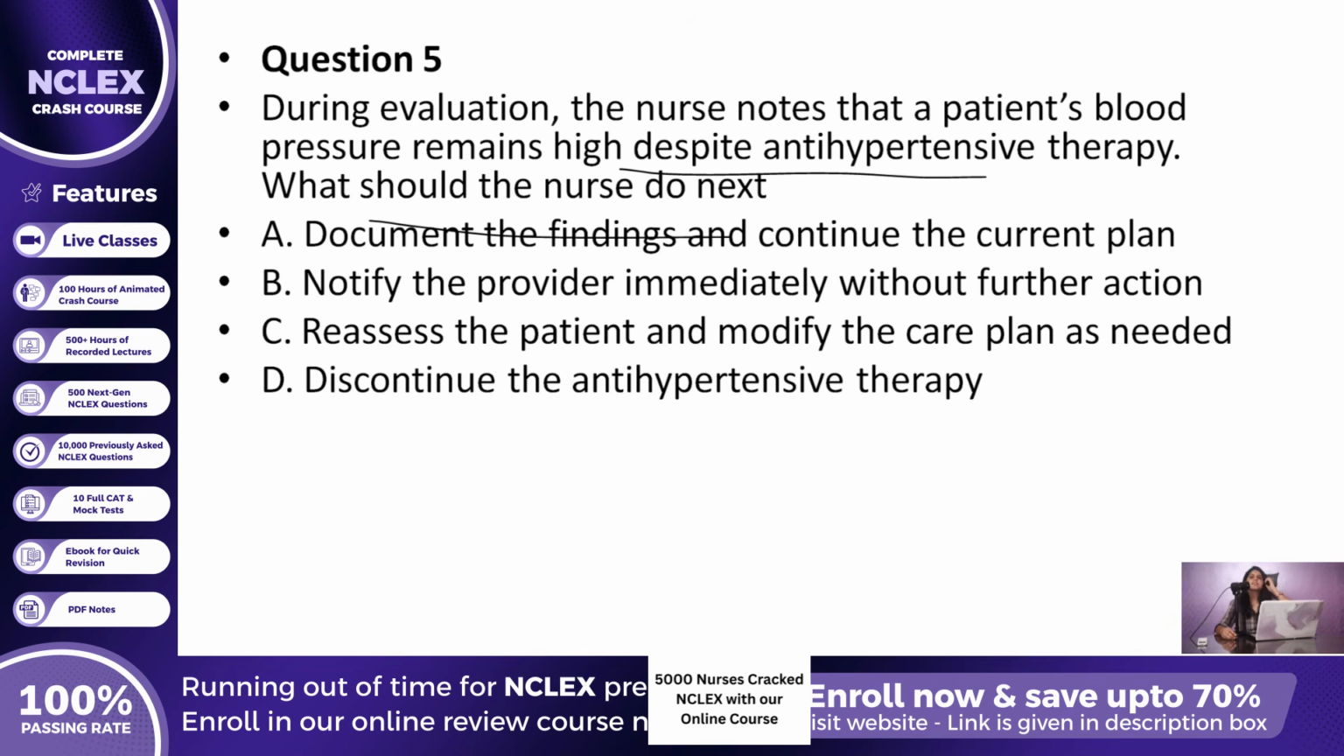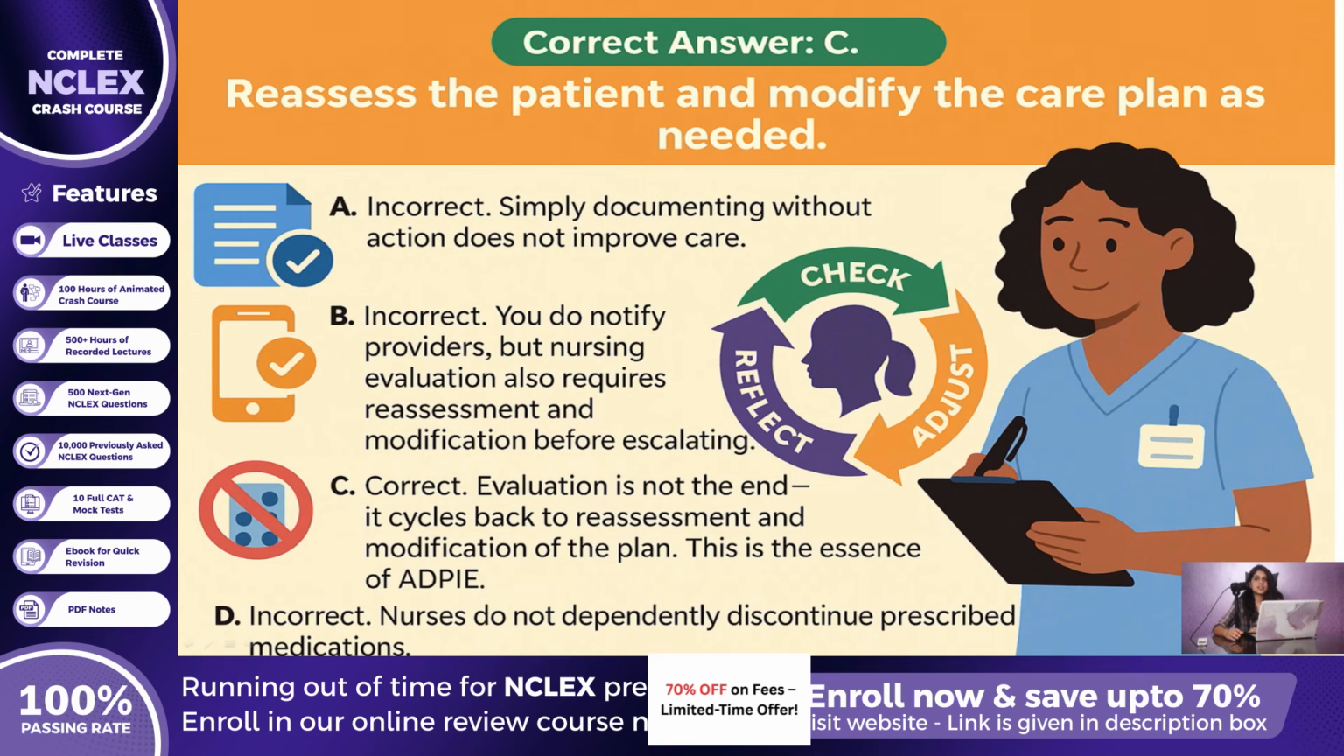The correct answer is option C because evaluation is about determining effectiveness and adjusting the plan accordingly. Option A ignores the problem, option B skips the nurse's role in reassessment, and option D is not within the nurse's authority. The Stancoast pearl is that evaluation always cycles back to reassessment and modification.